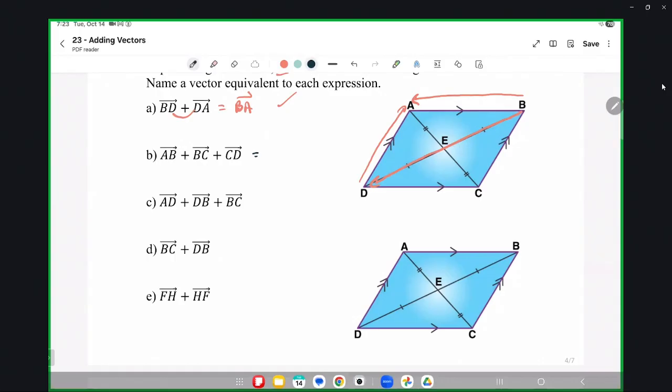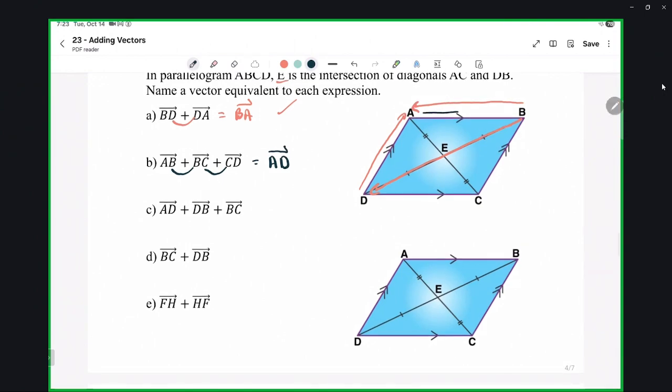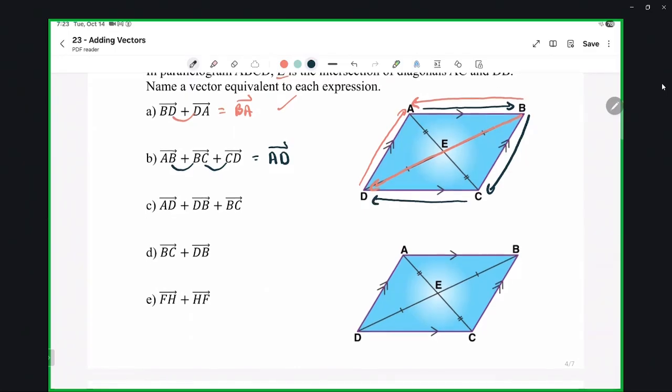What about vector AB plus BC plus CD? Again, our intuition says that since these match up, our answer should be just vector AD. So let's go ahead and show this is the case. So here, if we take vector AB plus vector BC plus vector CD, then what really happened is we started at A and then ended up at D. So this would be the resultant vector that we're interested in, which is the case.